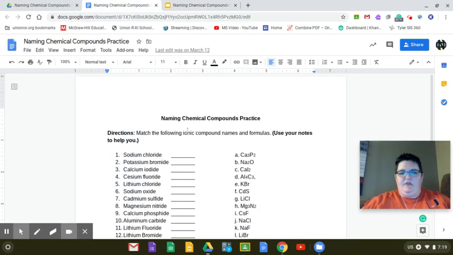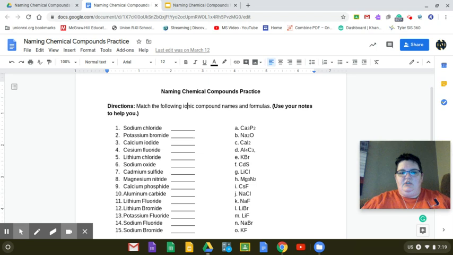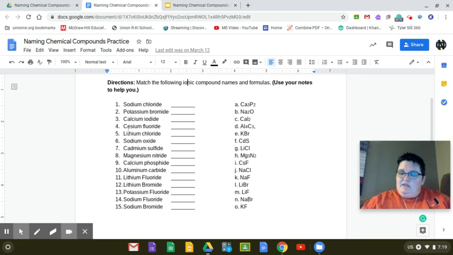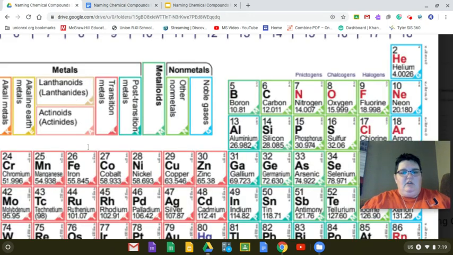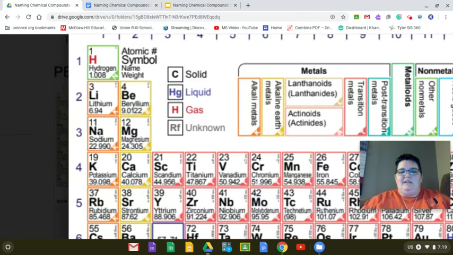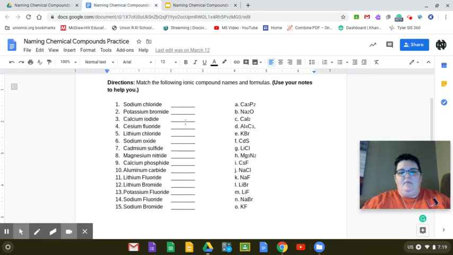Hopefully that's starting to make sense for you. This here is going to be your assignment for today. Instead of having to name them, you just have to match them up. Okay. So remember, the easy way to do this is always look at your first element. So for example, if I've got sodium as my first one, I look at my periodic table and I remember that sodium right here is Na. So if I go here, I'm going to look at only the ones that have Na as the first two letters.